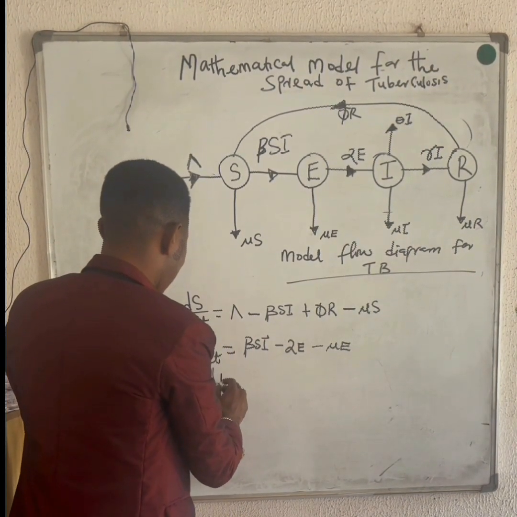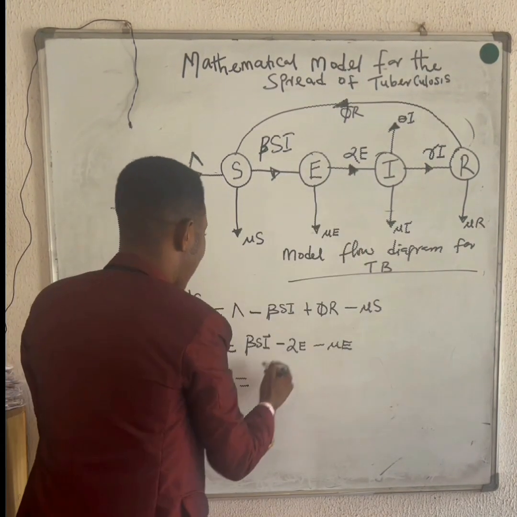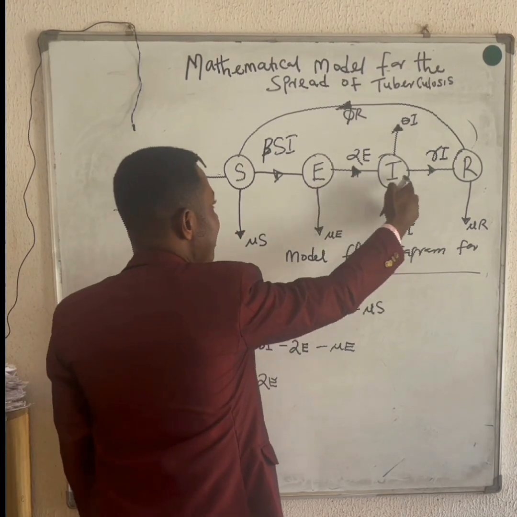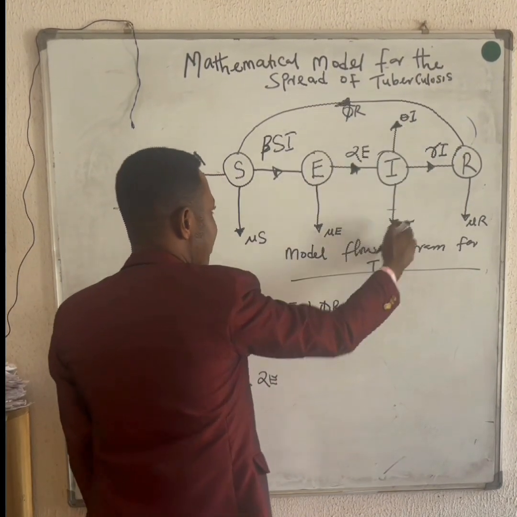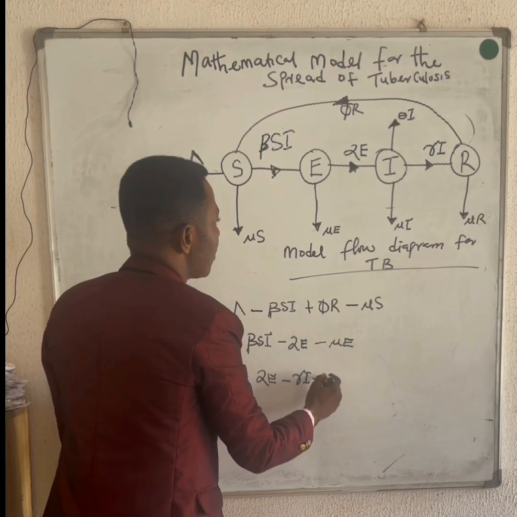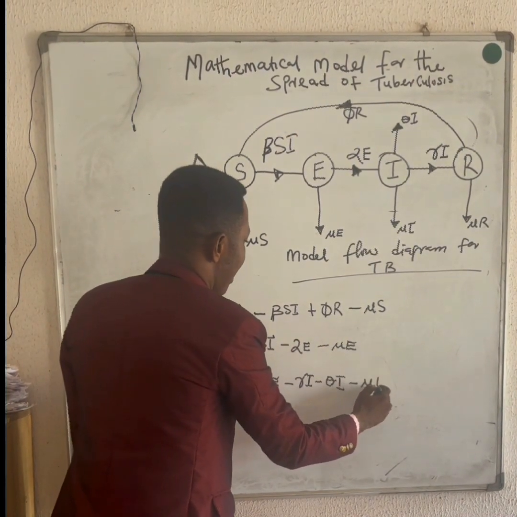Now, let's move to the infected class. That is dI/dt, equal to what? Alpha E is entering, because it is entering this class. Then this is leaving, and this is leaving. So you have minus gamma I, minus theta I, then minus mu I.